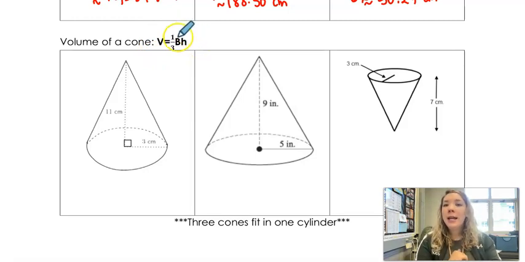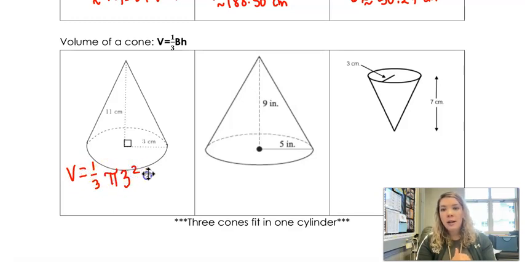For a cone, capital B stands for area of that base, which is your pi r squared again. So for this first cone, they gave me a radius, so that's good. I don't need to divide by 2 or anything there. So I'm going to do 1/3 pi r squared, so that's 3 squared times my height of 11.